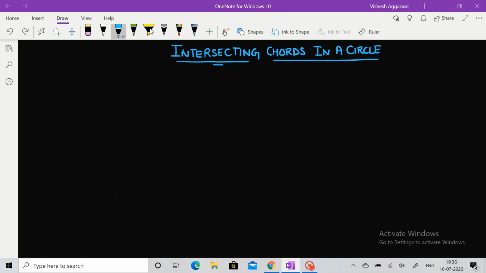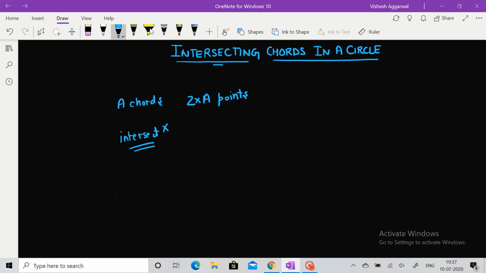In this video, we are going to discuss the question intersecting chords in a circle. So let's see what the question is. In this question, we are given A chords, or we can say that we are given 2 into A points, and we have to tell how many ways we can draw the chords such that no two chords are intersecting.